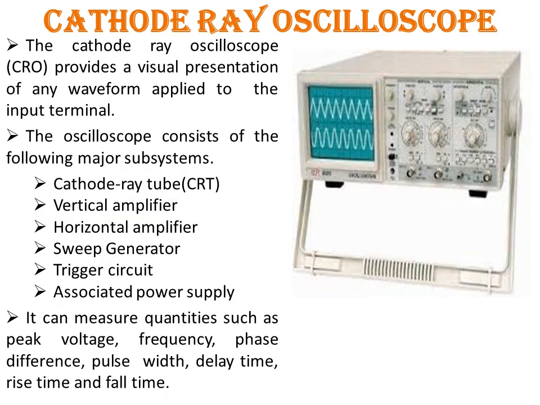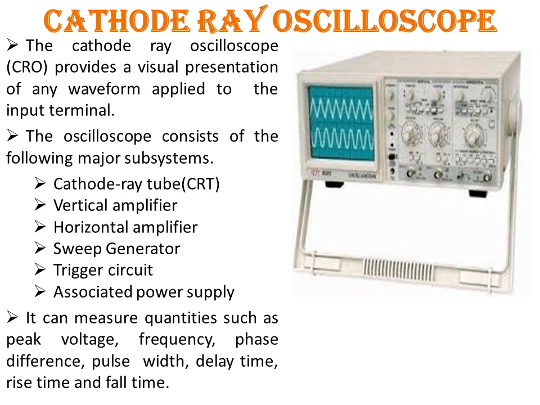First, let us see what is CRO. CRO is cathode ray oscilloscope. This provides a visual presentation of any waveform applied to the input terminal. The waveform can be sinusoidal, non-sinusoidal in nature.